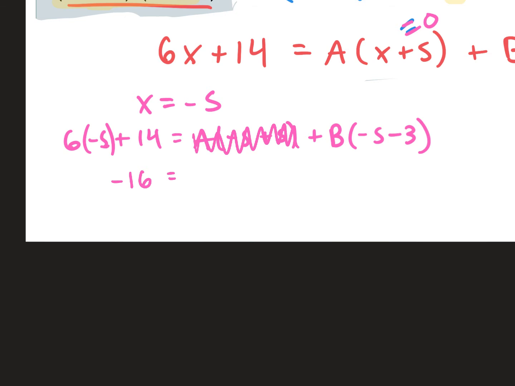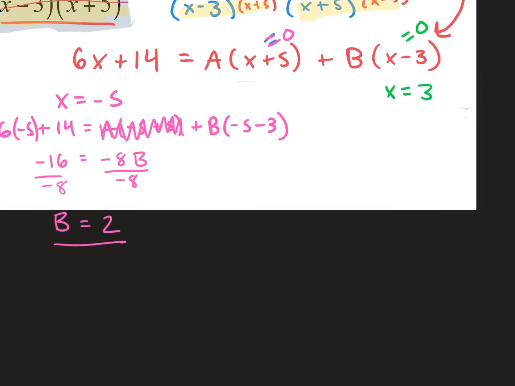One of your variables, a or b, will always cancel out because we're solving for one of them. And then here we have -5 minus 3, which is -8, so -8 times b. And then we solve for b. So divide both sides by -8. So b is equal to 2. So that's part of our answer.